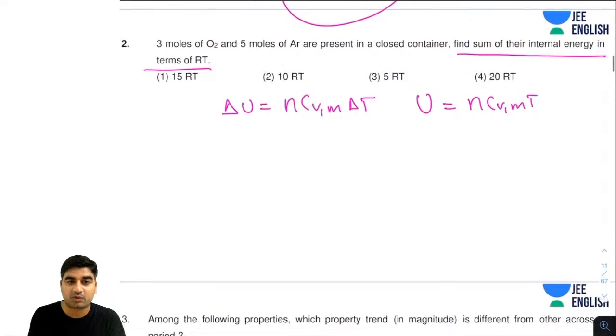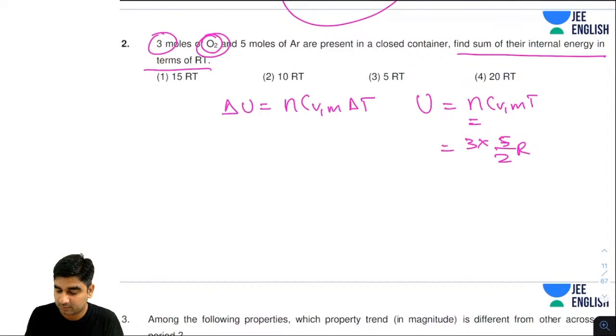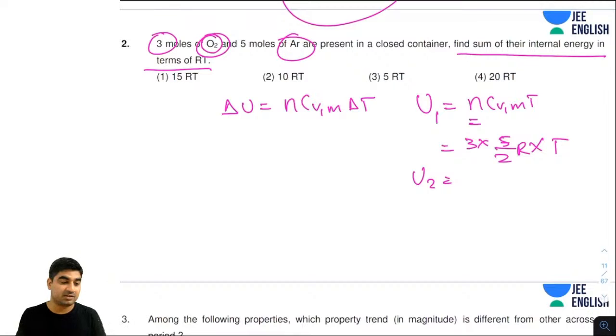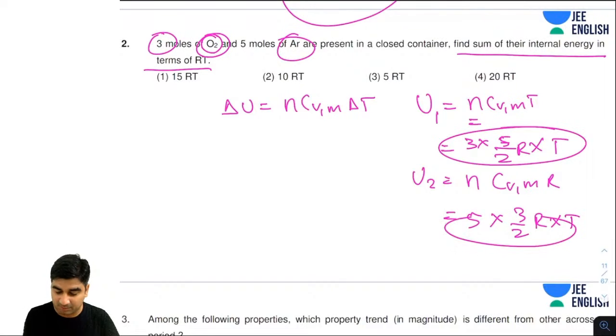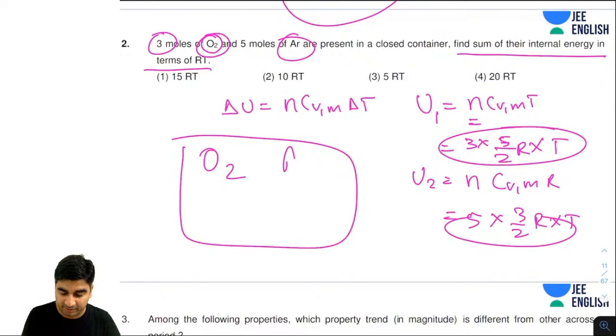So if you want to calculate internal energy, then it would be n. This is diatomic, 3 moles are there. So CVM for diatomic would be 5 by 2 R, and then I multiply by T. And for monoatomic, argon is monoatomic, so for argon it would be n CVM, and 5 moles are there, and it would be 3 by 2 R into T. So guys, just add them because in the container you have O2 and argon.